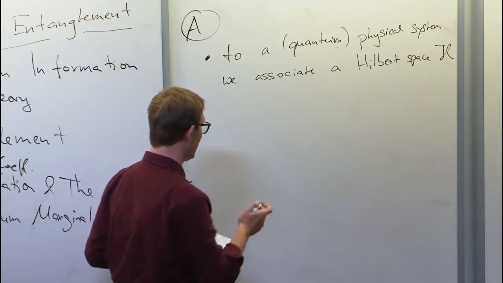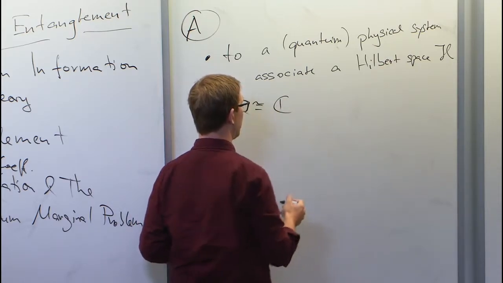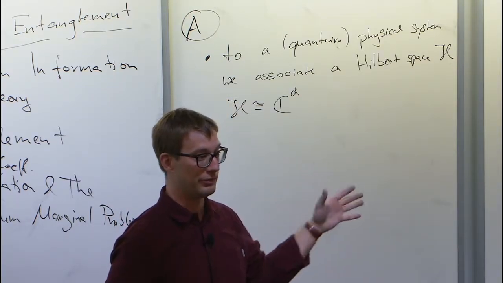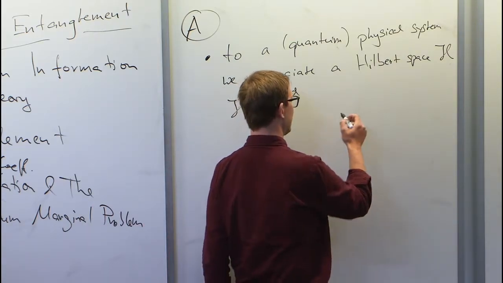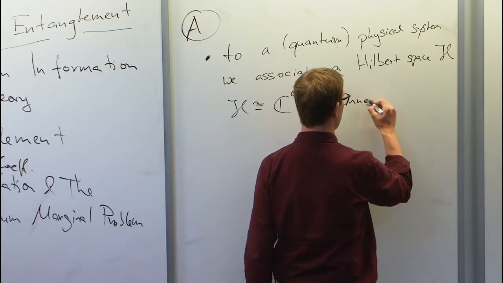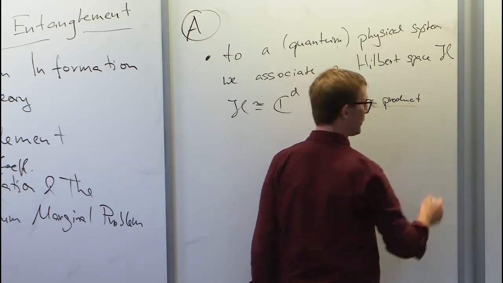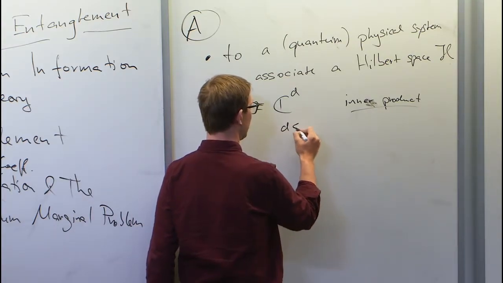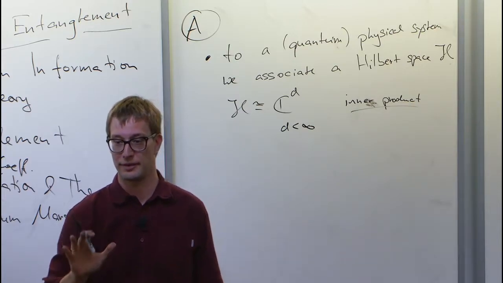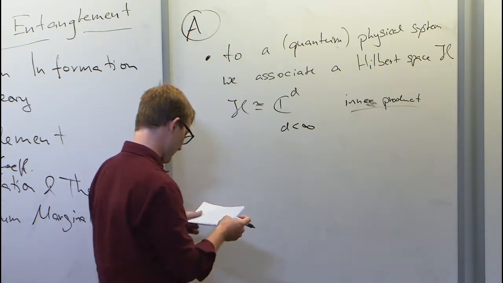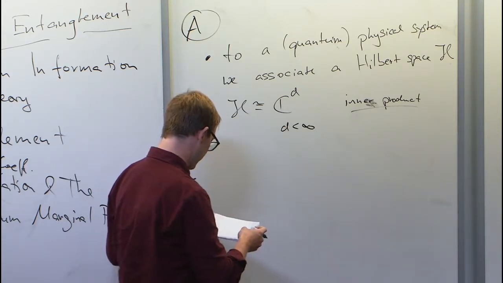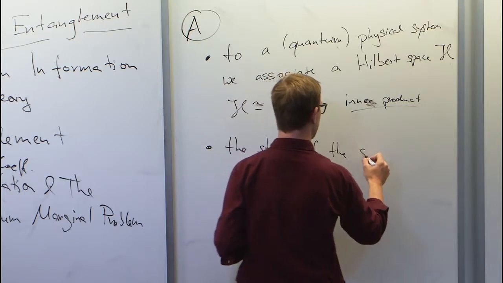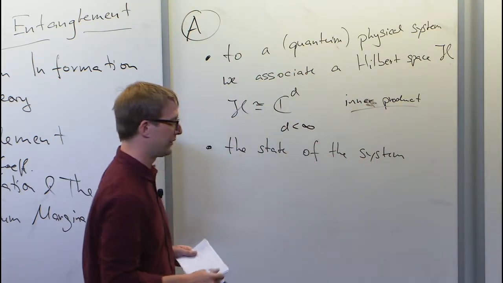Really, in our case, a Hilbert space will just be a complex space, C^d. The difference between the Hilbert space and what we had before is that the Hilbert space is endowed with an inner product. That's important. We're just going to assume this very simple case of a finite dimensional complex space, just d-dimensional vectors. And then the state of the system is given by a vector in that space.